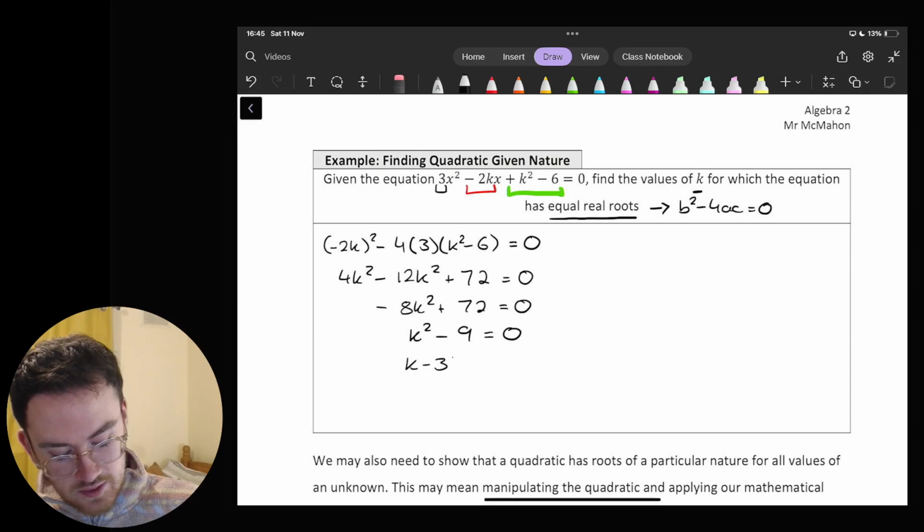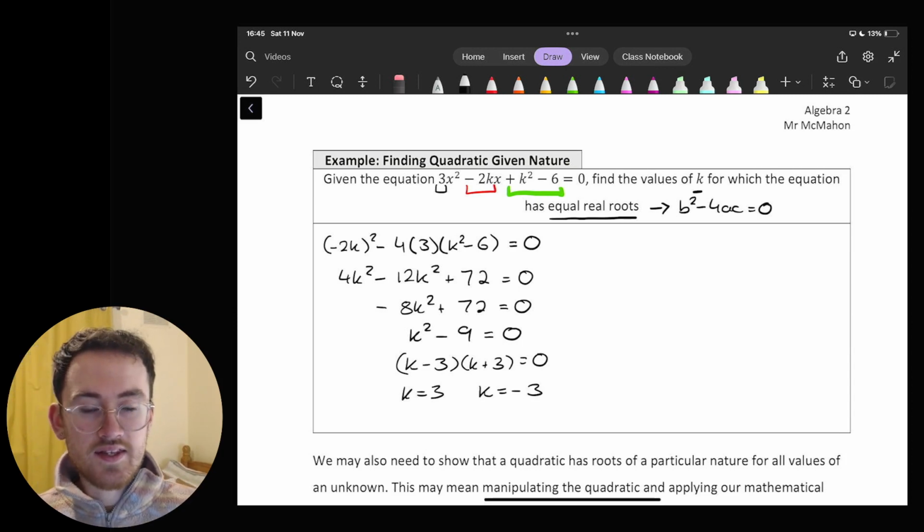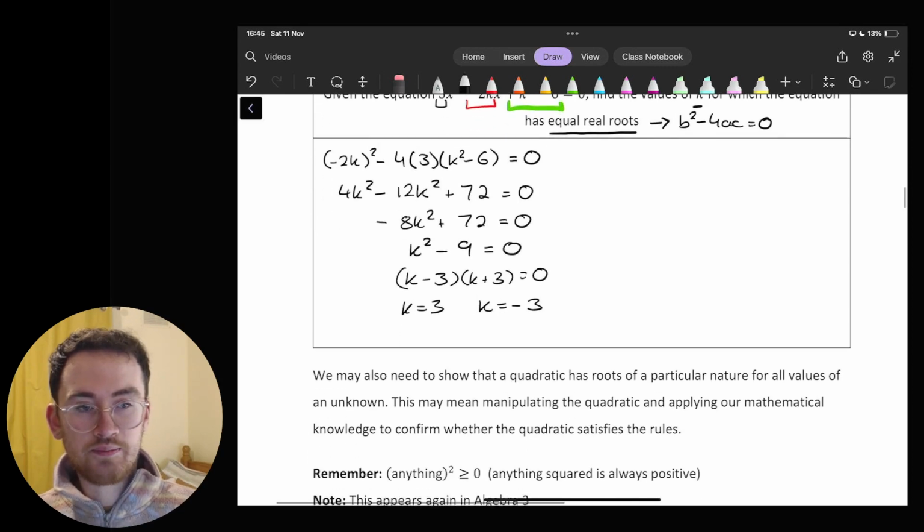And I can solve that by difference of 2 squares there. And I get k is 3 or k is minus 3. So for either of those values of k, this equation will have equal real roots.